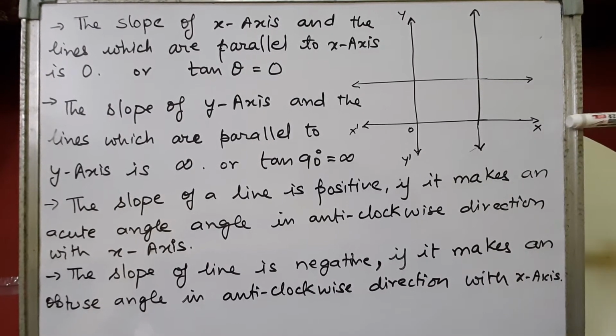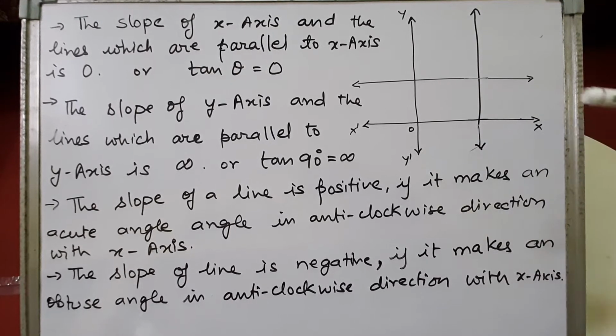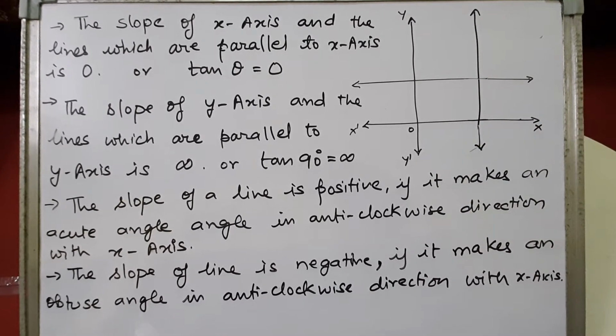Okay, let's see here. This is the x-axis, this is the y-axis, these are the coordinate axes, intersecting at the origin. First point: the slope of the x-axis and all the lines parallel to the x-axis is always 0. Remember children, the slope will be 0 because the inclination is 0, so tan 0 is 0. Therefore tan theta is 0. That means the slope of the x-axis and lines parallel to it is always 0.